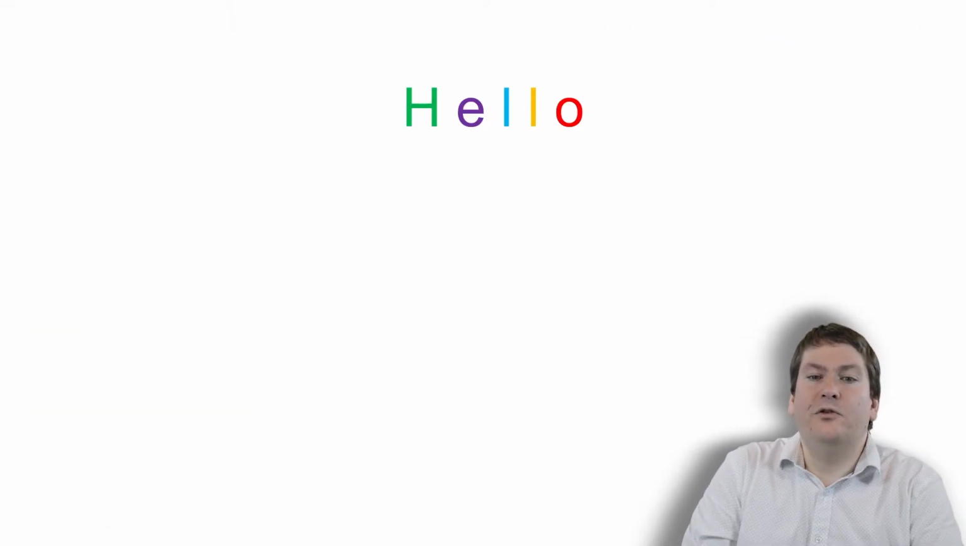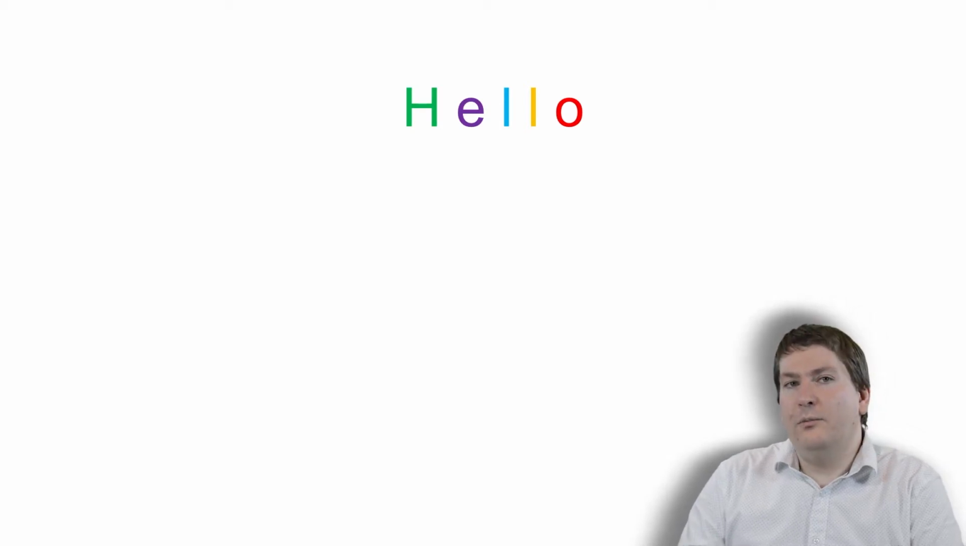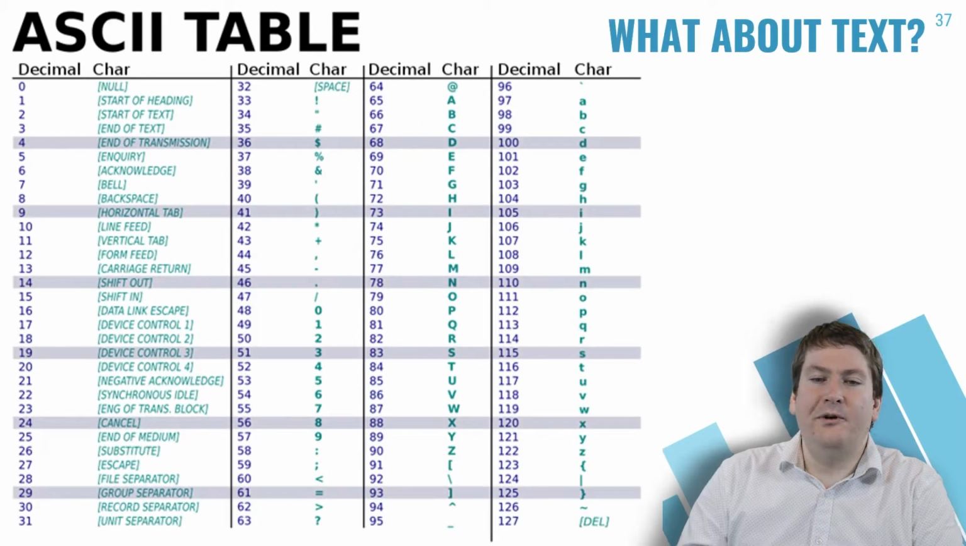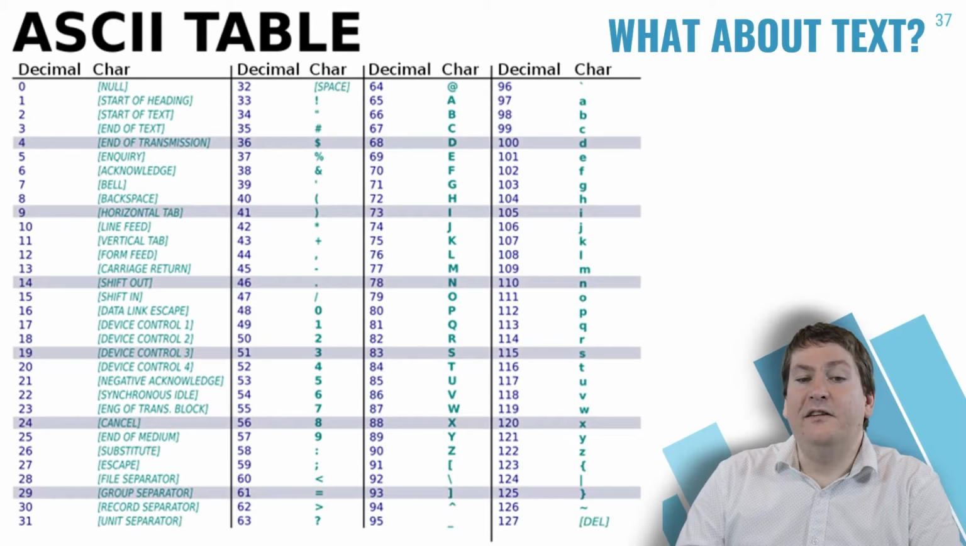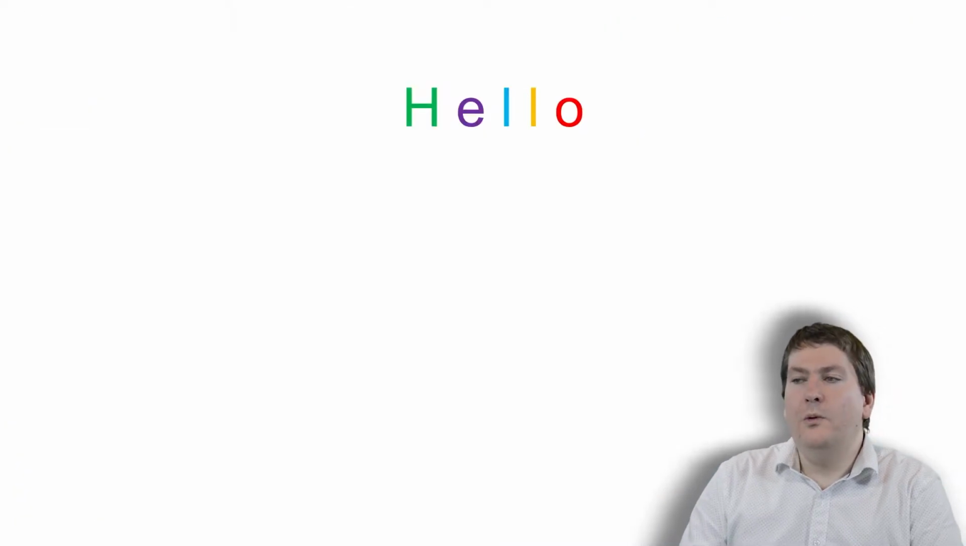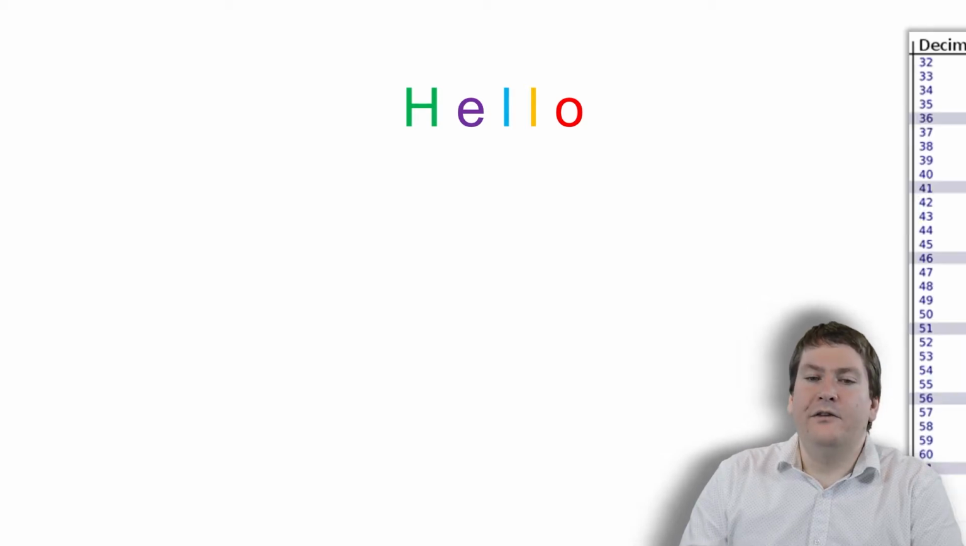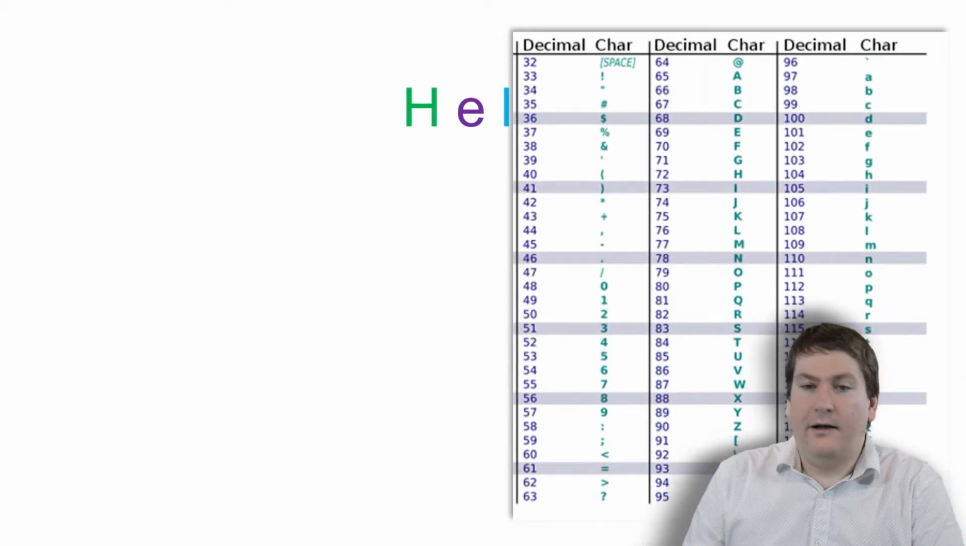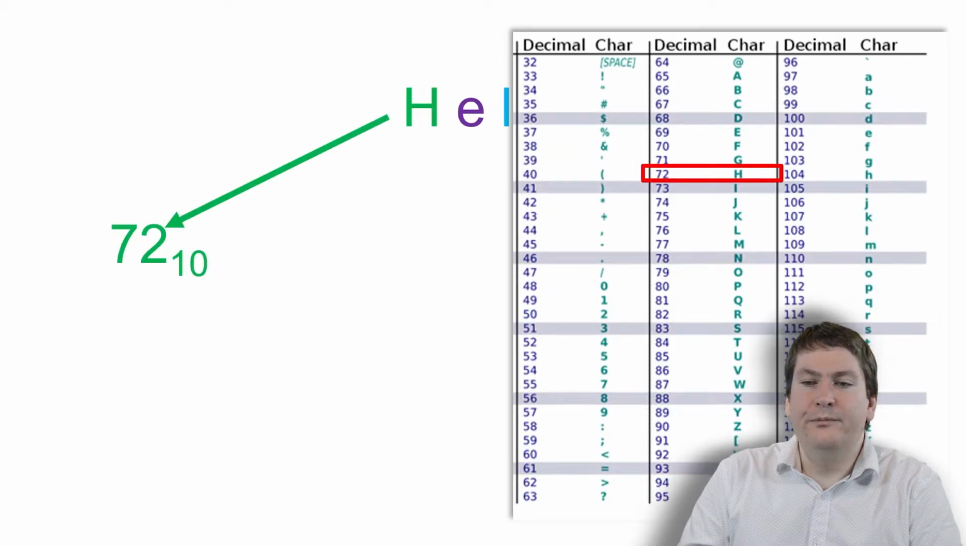Let's say we want to store the word hello, H-E-L-L-O. An important thing to note here is there's a difference between capital and lowercase letters. Remember this table we just saw? You can see that it lists both the capital letters and the lowercase letters, and they have a different decimal value. So we have hello, and we want to store that in the computer. The first thing we would do is look at our ASCII table, and we'd see that H is 72. So we know that 72 is H, so we'd store a 72.